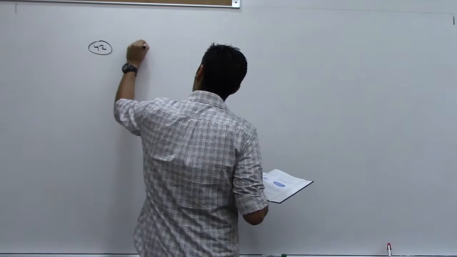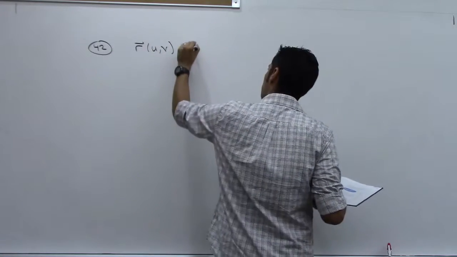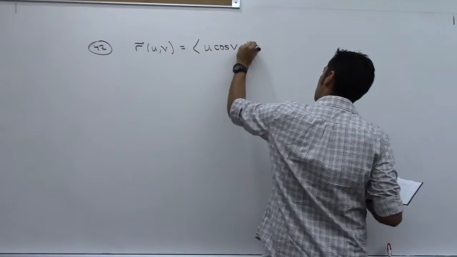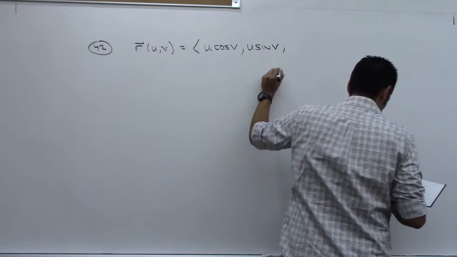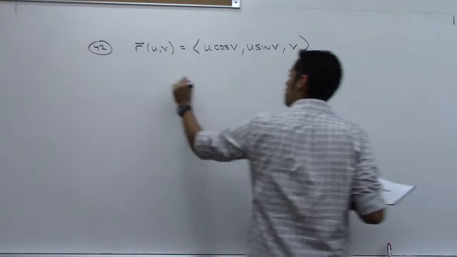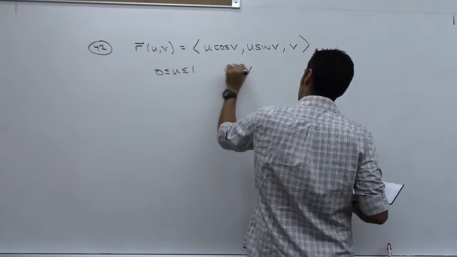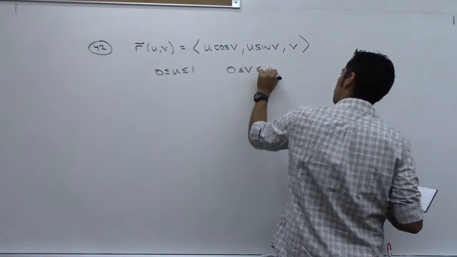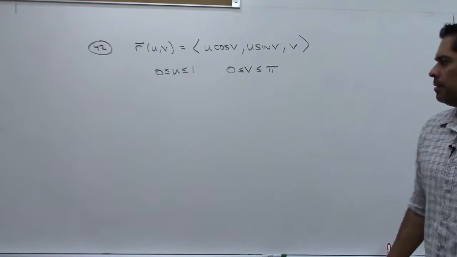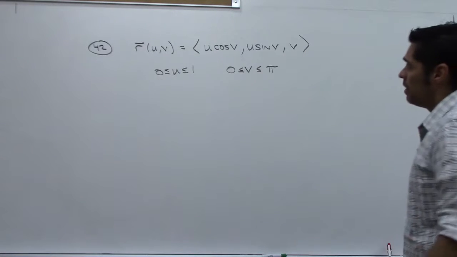They have the vector equation of this spiral ramp as being u cosine v, u sine v, and v. And then they give you that u is between 0 and 1, and v is between 0 and, what are we going to? Pi. So this is going to draw a spiral ramp. So what we want to know is what the surface area of this is.